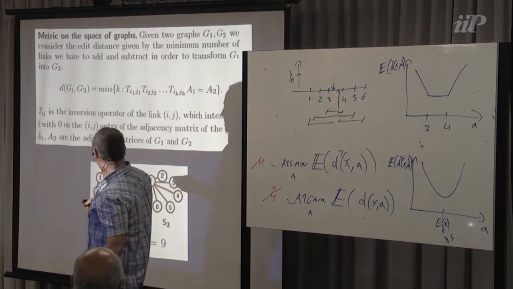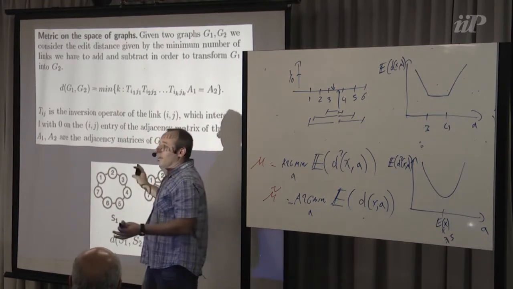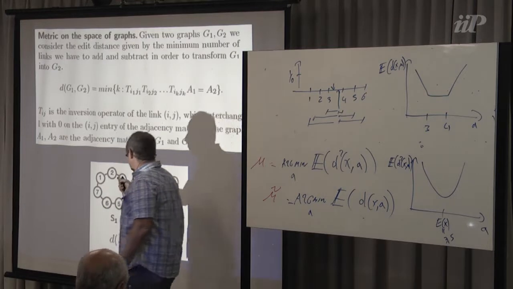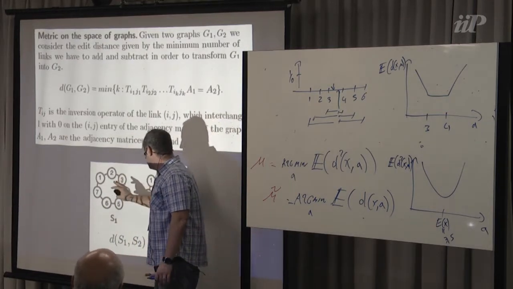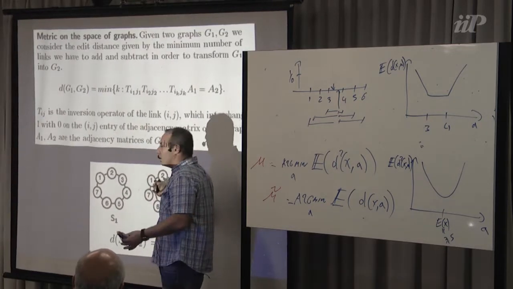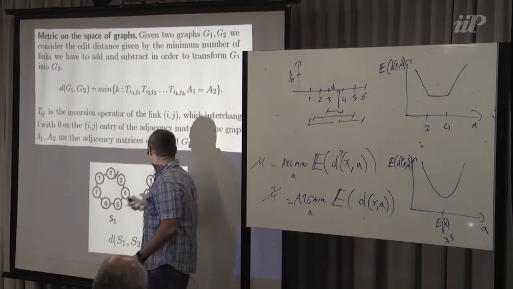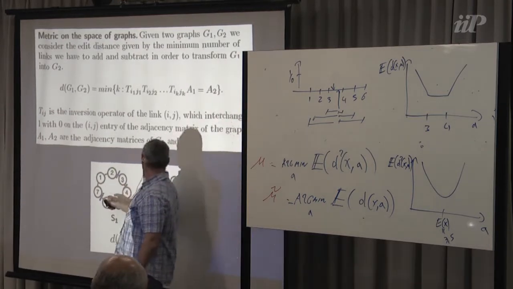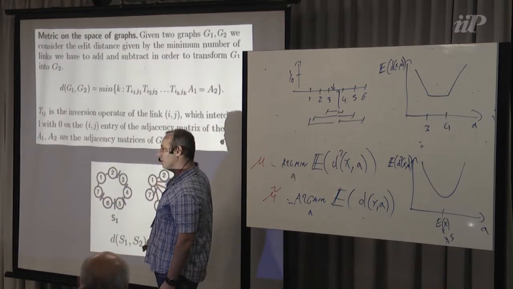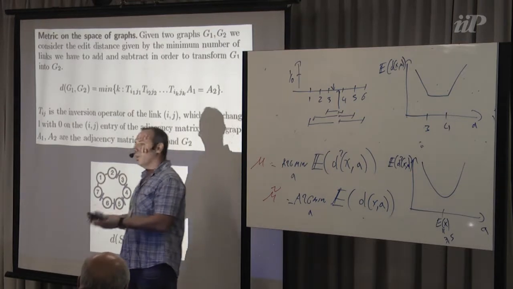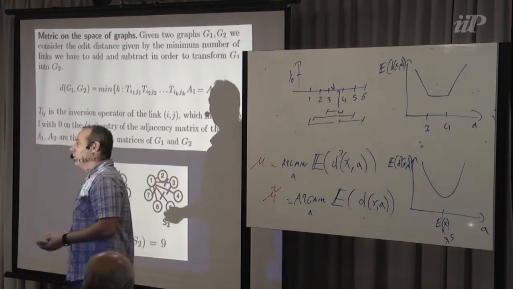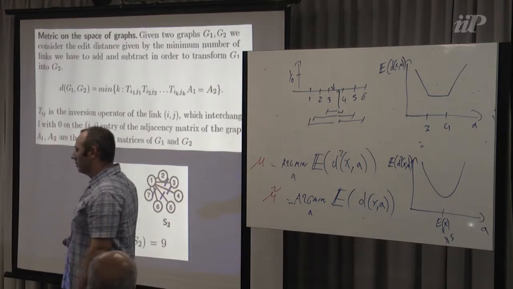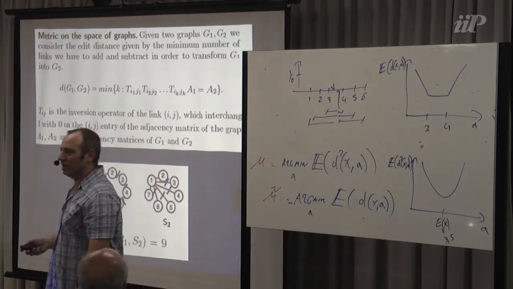I want to compute the distance between these two graphs. And the most simple distance you can define is the distance that only says you want to go from here to here. So what do you have to do? You have to take this one, because it's not here, this one, this one, this one. Then you have to put this one, this, this, and this. So what is the distance? Distance is 9. The number of links that I have to eliminate and the number of links that I have to create to be equal. That's a notion of distance that makes sense. That is called the edit distance in graphs.